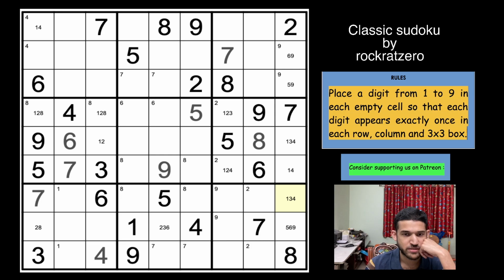What do I do here? Okay, this one is 1, 3 and 4. Cannot be 6, 7, 8, 9, 2 or a 5. So this is 1, 3 and 4. And this cell, 2, 5, 8, 9, 1 and 7. So this is 3, 4 and 6.